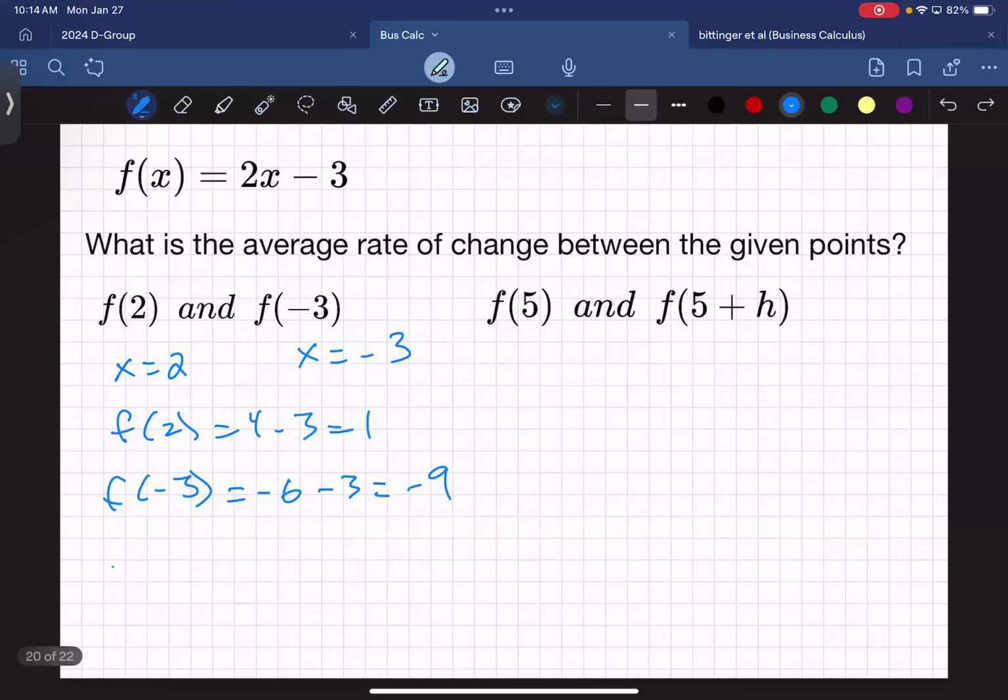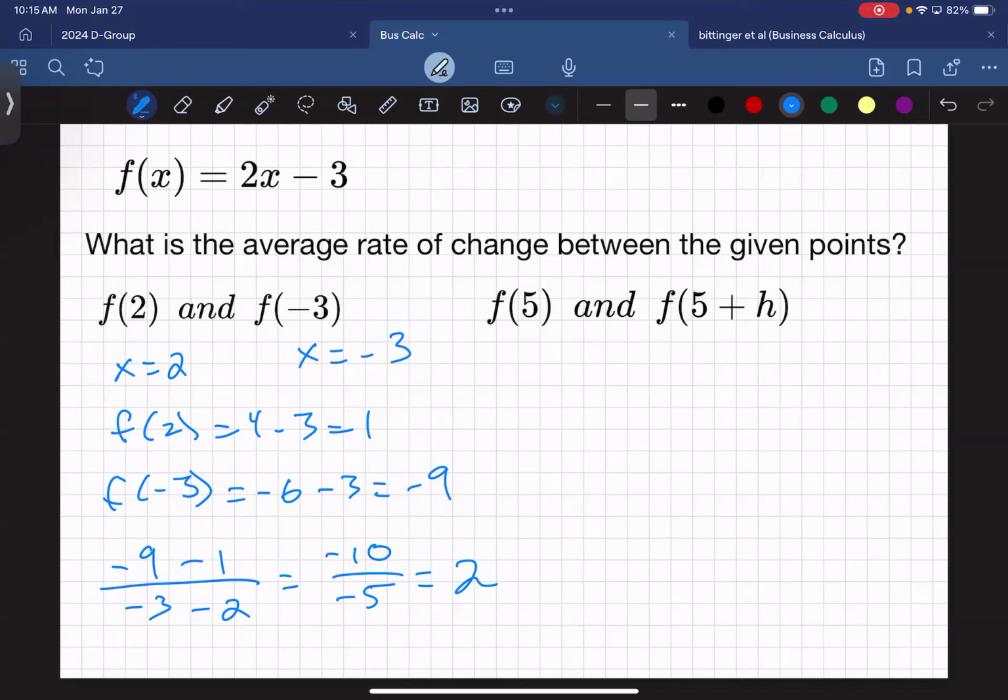Now, does it matter the order we put these points in? Which one's point 2, which one's point 1? Let's find out. That's the order I gave them, right? I said do f of 2 first and then f of -3. So I'll follow that first. So -9 minus the 1 from the y values that we just calculated, and then -3 minus 2 using the x values we're given. So it gives what, -10 all over -5? Or a +2.